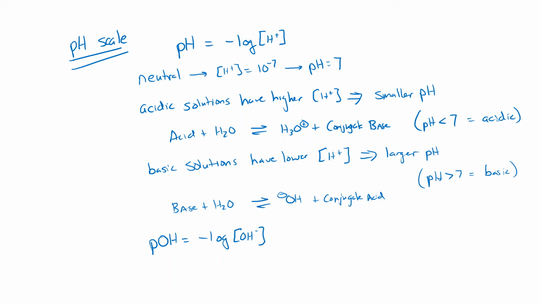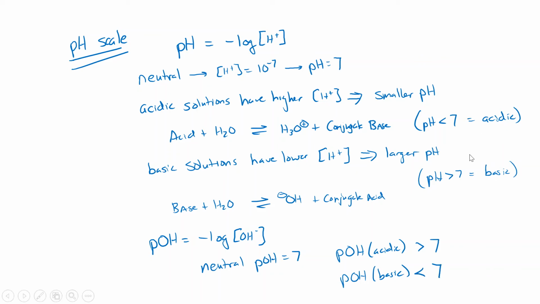So OH minus is going to be the opposite of pH in every way, right? Neutral pOH still equals 7, right? pOH of acidic solutions is going to be greater than 7, and pOH of basic solutions is going to be less than 7, right? So just the opposite of this.